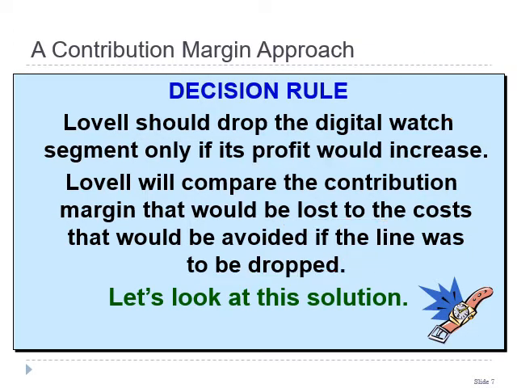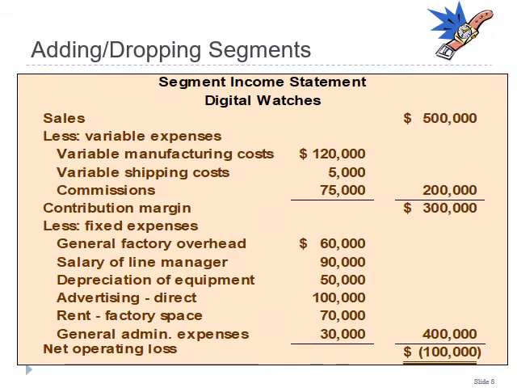So look at the solution here. We have been given the data as well. This is the data right now. This is the segment income statement, not the whole Lowell company's income statement, just for the digital watches. The digital watches have a 100,000 loss.